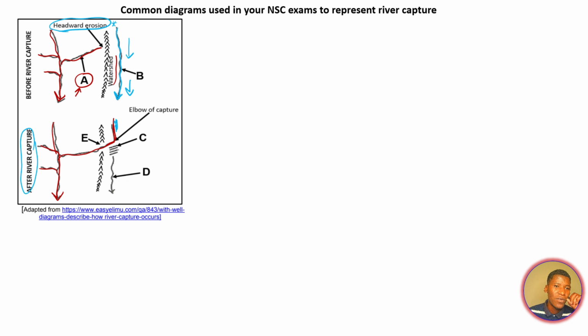But now here is your stream B. It has been cut off. It's no longer moving in that direction. Its water starts moving towards stream A. So we can say that A has captured B.